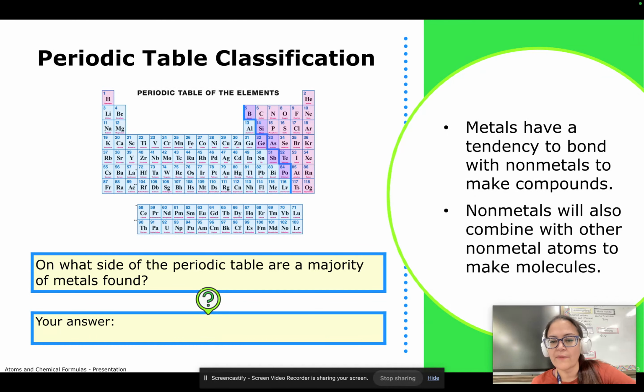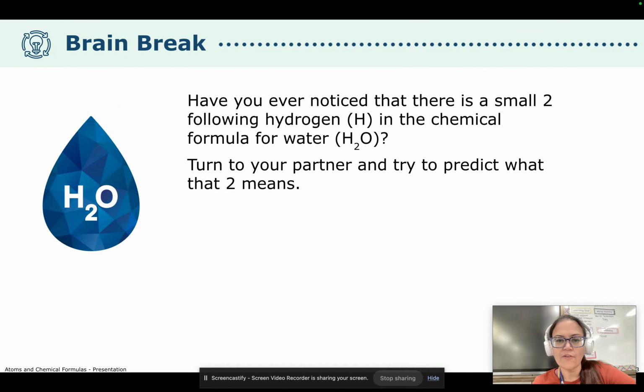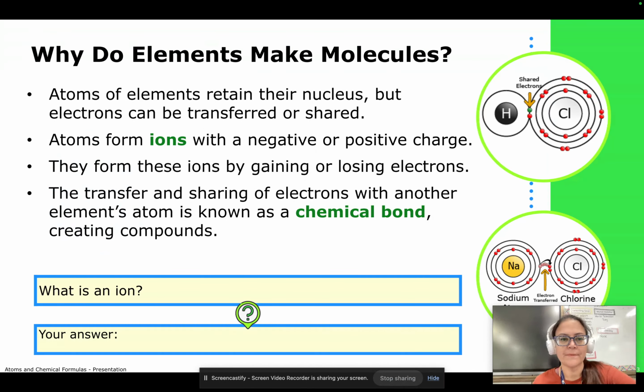Nonmetals will also combine with other nonmetal atoms to make molecules. So this is like water. Hydrogen and oxygen are both nonmetals. They combine to make water. Have you ever noticed that there's a small 2 following hydrogen in the chemical formula for water, H2O? We're going to talk about what that means. You probably already know what that means, but that's okay.